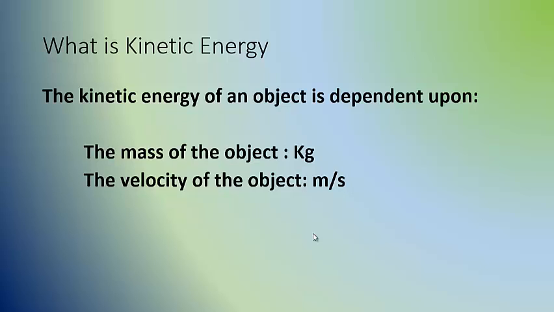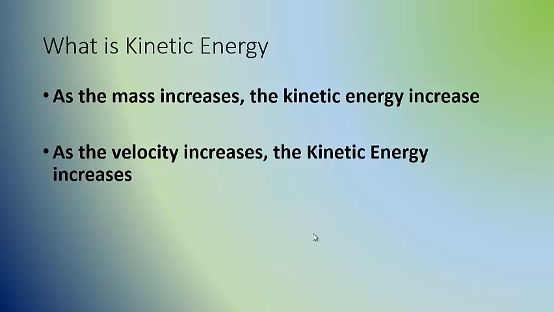The kinetic energy of an object is dependent on the mass of the object, which is written in kilograms, and the velocity of the object, measured in meters per second. As the mass increases, so the heavier the object is, the more kinetic energy it has. So, a feather has less kinetic energy potential than a bowling ball. A bowling ball will always have more kinetic energy than a feather.